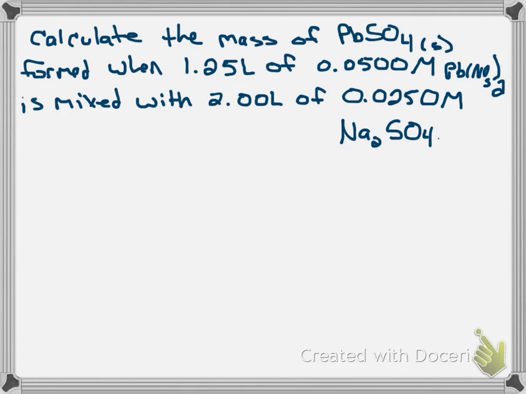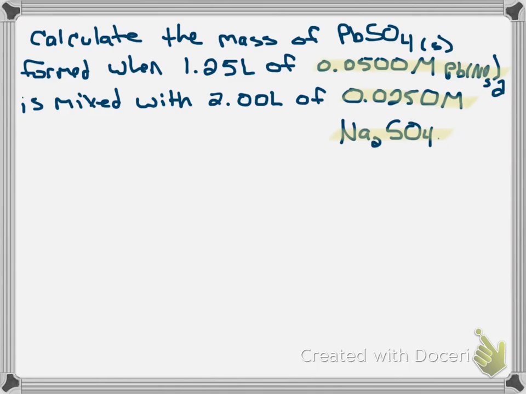Alright, so we're going to take a look at how to solve stoichiometry problems for reactions and solutions. I've got two different substances here. I've got a solution of lead nitrate and a solution of sodium sulfate that we're going to combine. And this particular reaction is going to form a precipitate, and that precipitate is going to be lead sulfate.